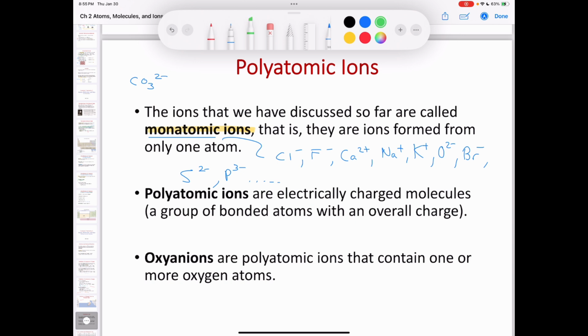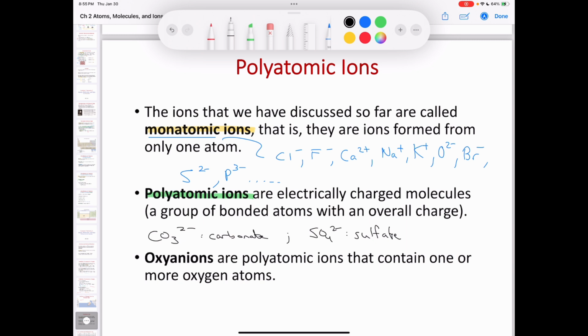But polyatomic ions are actually electrically charged molecules. So we have a cluster or a group of atoms bound together, and then they end up with an overall charge. The one that I scribbled up here is what we call the carbonate ion. So CO3 2 minus, this is what we call a carbonate. And if you have, for example, SO4 2 minus, we call that a sulfate.